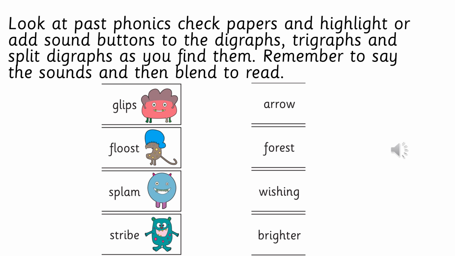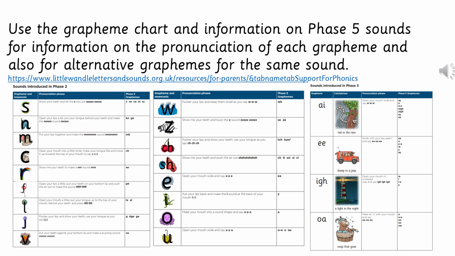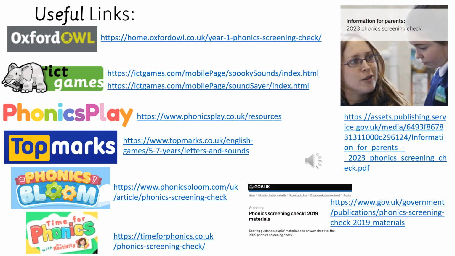You could look at past Phonics Check papers and encourage your child to highlight or add sound buttons to the digraphs, trigraphs and split digraphs as they find them. Remind your child to say the sounds and then blend to read the word. You can use the grapheme chart and information on Phase 5 sounds for information on the pronunciation of each grapheme and also for alternative graphemes for the same sound. There are lots of useful websites you can use to support your child to practice for the Phonics Screening Check.